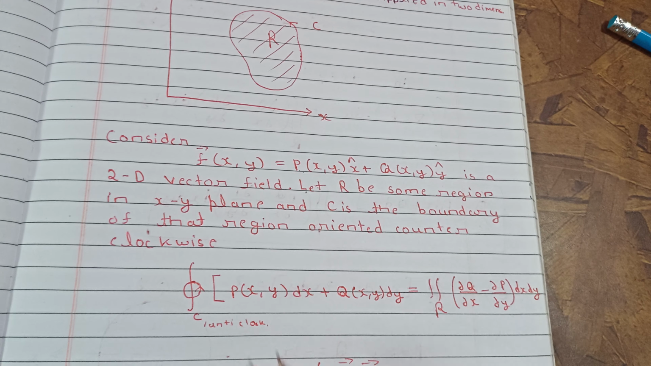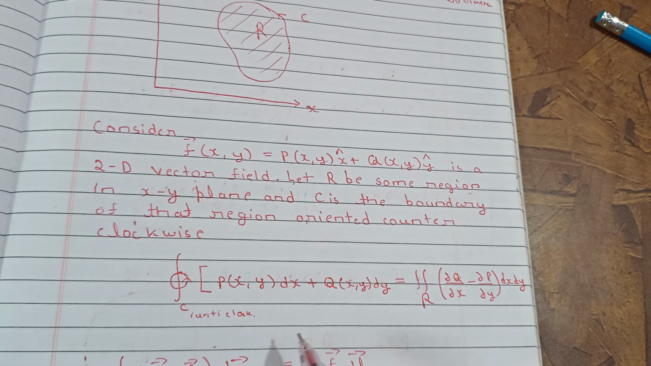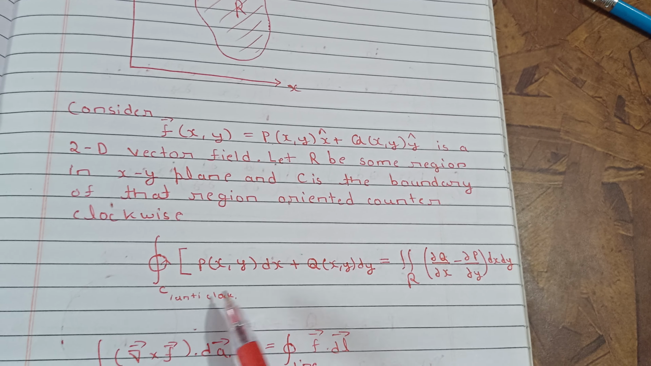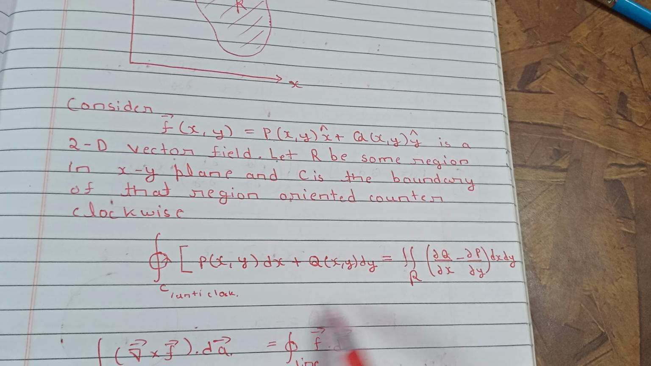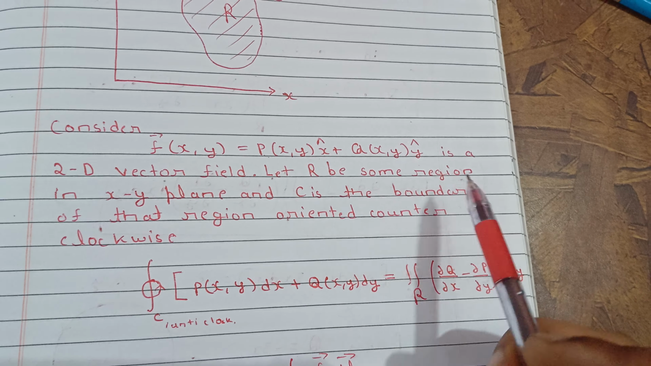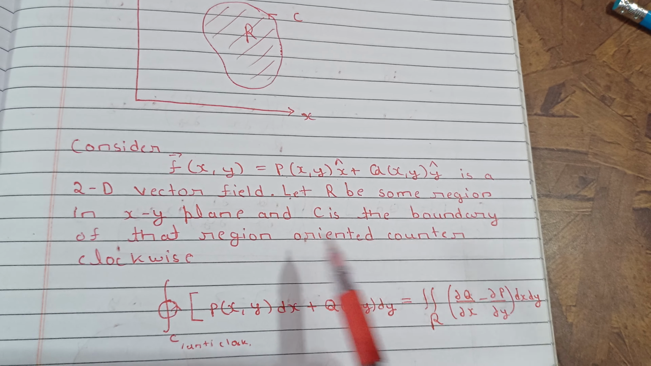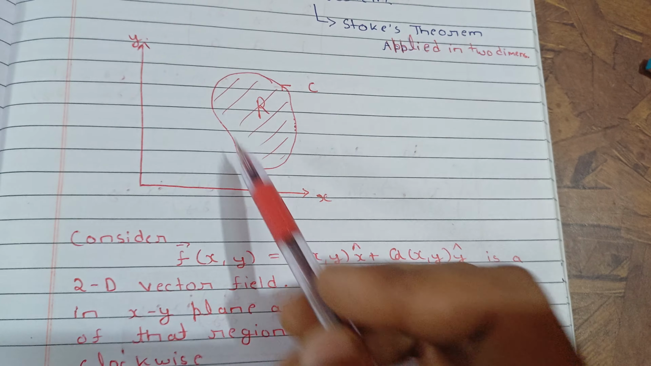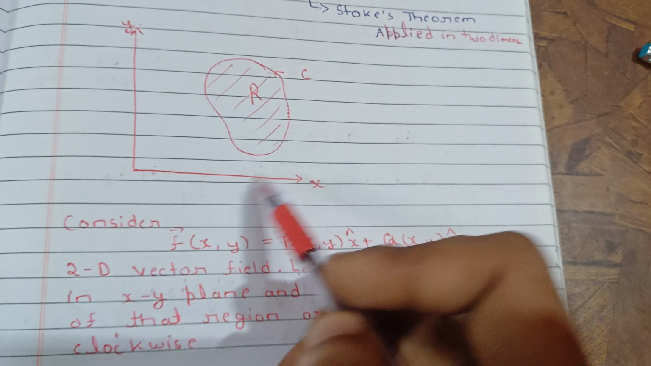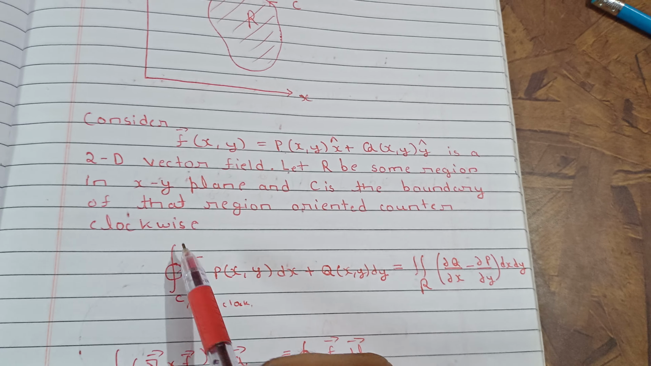So if the vector field is given in this form, meaning P dx plus Q dy, then you can directly solve it using this formula. Take del Q by del x minus del P by del y and integrate dx dy, and that will give you the value of this integral. F(x,y) is a 2D vector field. Let R be some region in the xy plane and C is the boundary of that region oriented counterclockwise. If it is anti-clockwise, then it will be positive here. When it is going clockwise, then you will take negative here. So this is the statement of Green's theorem.